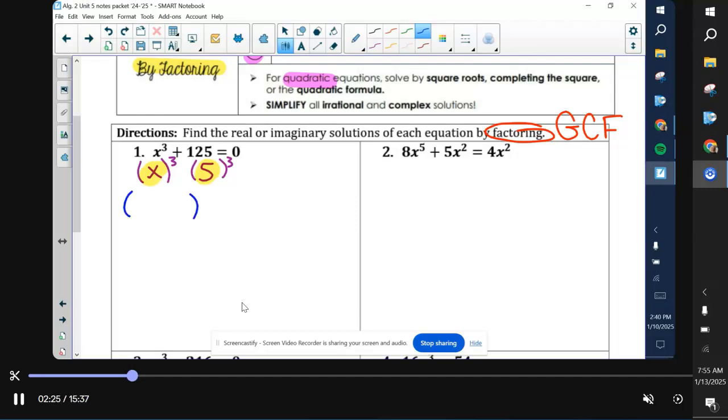This comes from what we learned in the previous lesson. When we factor a sum of cubes or a difference of cubes, my two factors are a binomial and a trinomial. I use the acronym SOAP to think about my signs. The S is same, opposite, and always positive. My first factor is the x plus 5.